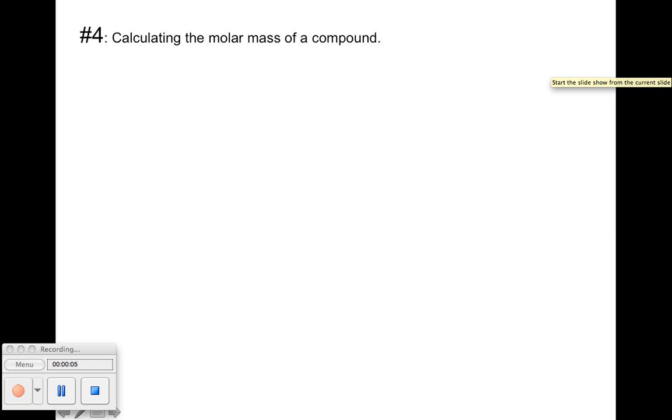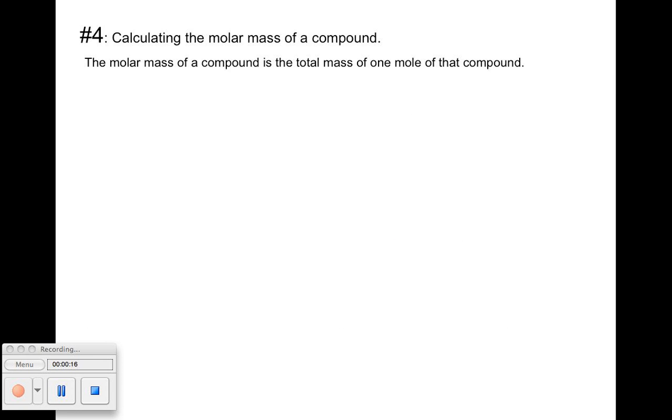Okay, guys, today we're going to look at concept number 4, which is calculating the molar mass of a compound. So what is the molar mass of the compound? The molar mass of the compound is the total mass of 1 mole of that compound. The best way to explain that is to look at an example problem. So let's do example number 1, which is calculate the molar mass of NaBr.